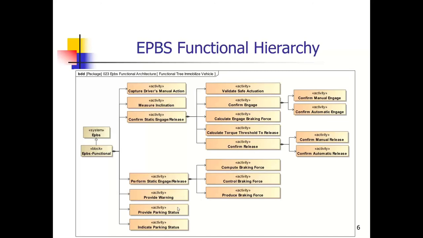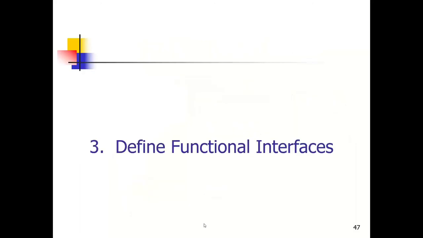And these ones are providing some information to the vehicle network, and this one is going to provide the indication whether the parking brake is active or not, or is retaining the vehicle or not, to the driver. So now that we have defined the functional tree, we can jump into the definition of the functional interfaces using this famous N squared matrix chart.